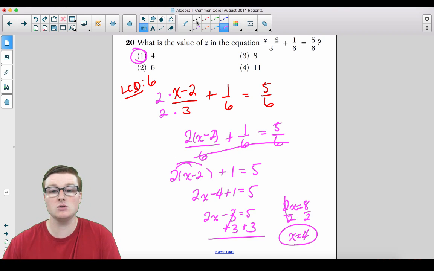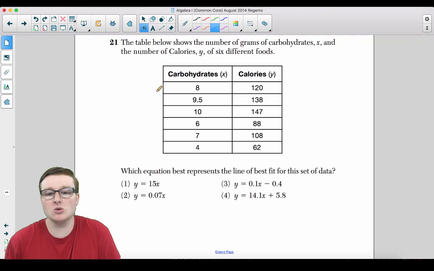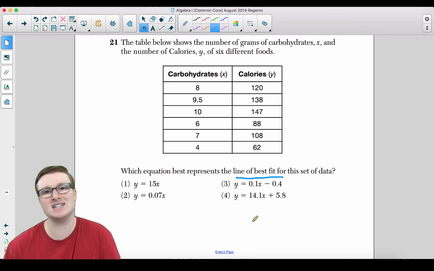Moving on to the next one. 21. The table below shows the number of grams of carbohydrates X and the number of calories Y of 6 different foods. Which equation best represents the line of best fit for this set of data?